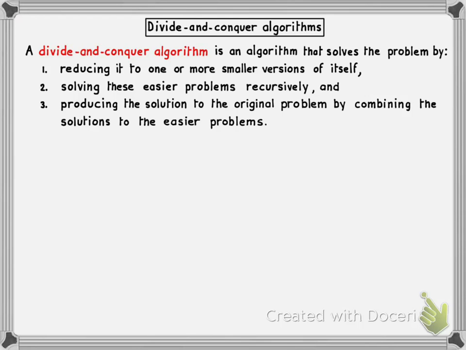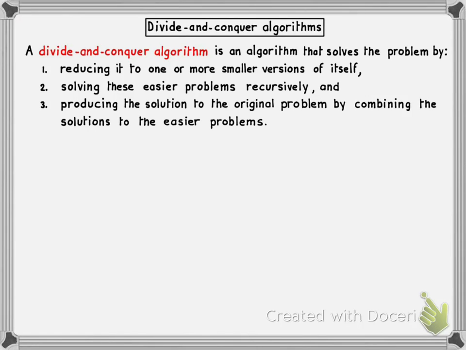So this is the general strategy called divide and conquer. And any algorithm that follows this strategy is called a divide and conquer algorithm, where the first step is the divide step. The second step is the conquer step. So here you divide the problem into smaller problems. Here you conquer the smaller problems. And don't forget the third step, which is to combine the solutions to the smaller problems into a solution for the original problem.